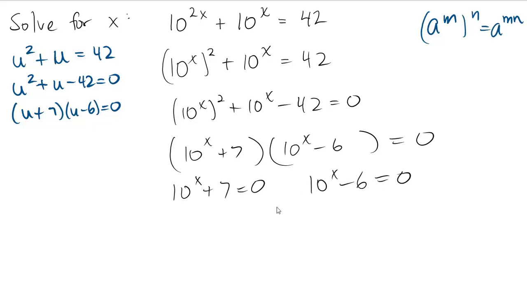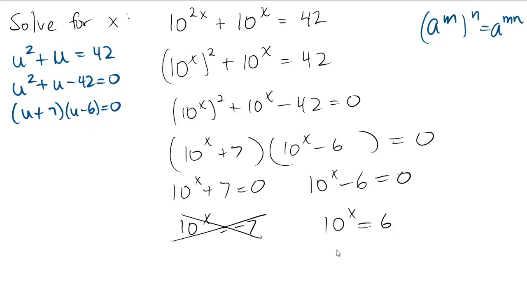We want to move those constants to the other side so that we can rewrite this in logarithmic form. This is 10 to the x equals negative 7, 10 to the x equals positive 6. For the equation on the left, we get no solutions. It's been a while since we've talked about this, but remember that you can't raise a positive number to a real number power and expect to get a negative output. So there are no real solutions to the equation on the left.